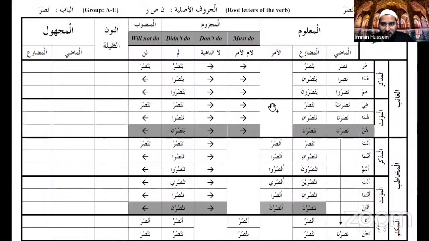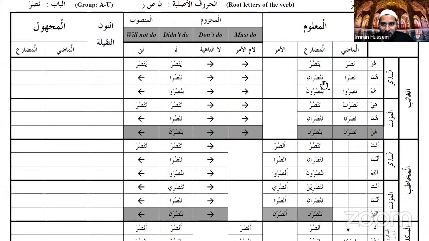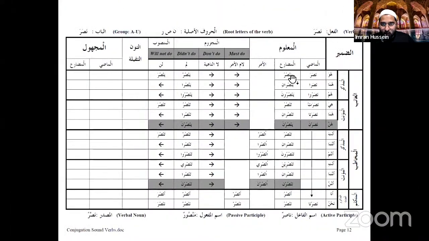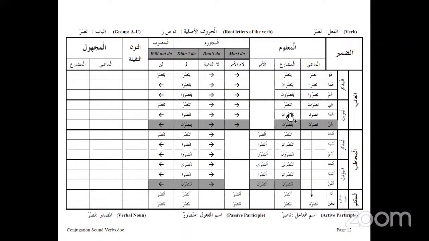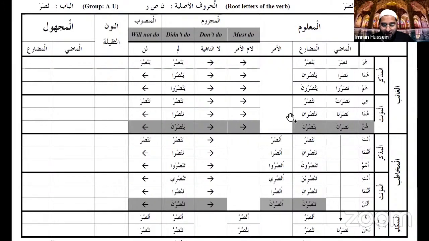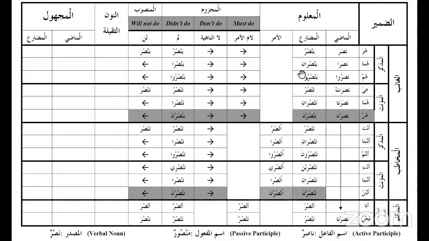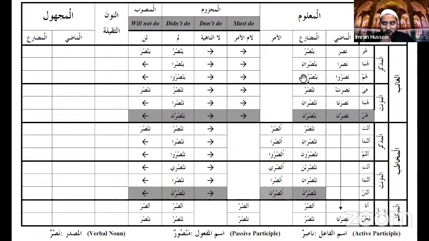Now Sister Siddiqa, what's happening now? Yansuru, let's recap everything here. Yansuru, yansurani, what's happening here? So yansuru, it's getting a dhamma. Correct. And yansurani is getting an alif and a noon with a kasra. The alif itself is the sign of the dual, and the noon with the kasra is being added to show that the present tense is in its original form.